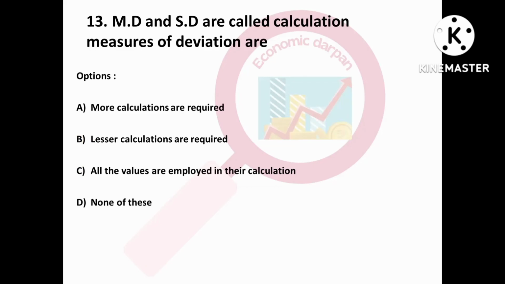Question number 13. Mean deviation and standard deviation are called calculation measures of deviation because: option A, more calculations are required; option B, less calculations are required; option C, all the values are employed in their calculation; and option D is none of these. So all the values are employed in their calculation.